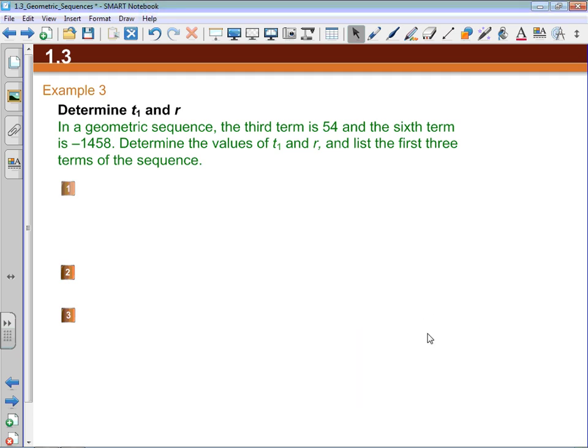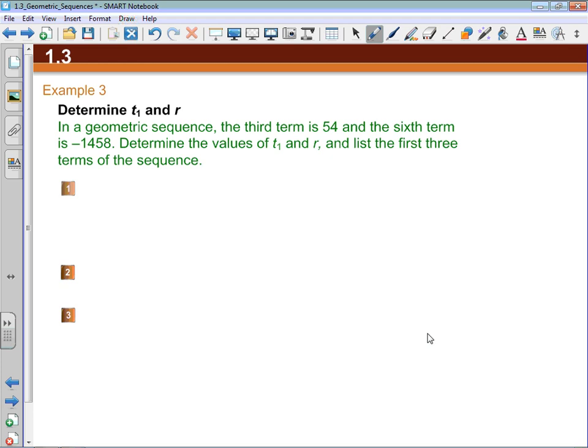Example 3 in 1.3 is a pretty classic problem when it comes to sequences. It's where we give you a little bit of information, and then we want you to determine what else would need to be there to make this a true geometric sequence. And just like when we did this with arithmetic in 1.1, I'm going to draw it out because I think the visual helps so much.